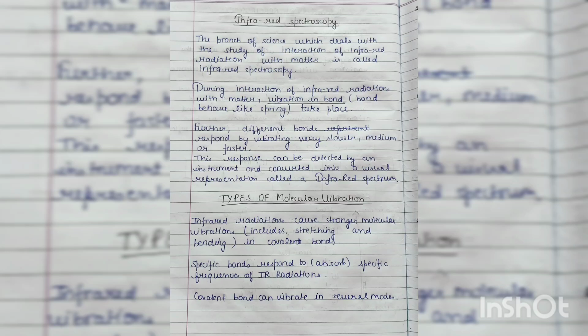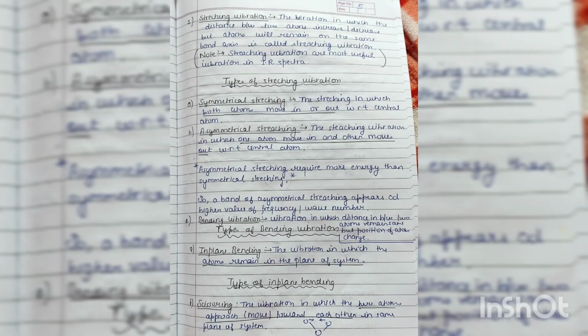Now, types of molecular vibrations. Infrared radiations cause stronger molecular vibrations in covalent bonds. Specific bonds respond to specific frequencies of IR radiations. Covalent bond can vibrate in several modes. First, stretching vibration. The vibration in which the distance between the two atoms increases or decreases, but atoms remain on the same bond axis, is called stretching vibration. Note, stretching vibrations are the most useful vibrations in IR spectra.